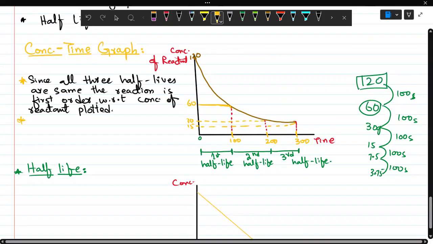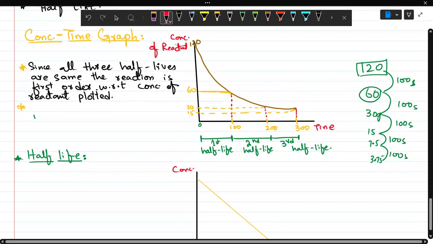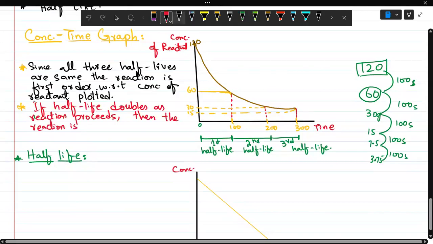If the half life is changed, let's say if half life doubles as reaction proceeds, then the reaction is second order. Did you get it?